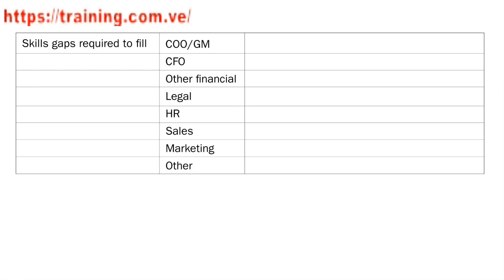The obvious one is a GM or a COO to run the combined operation for you if that's what you want. You may need a senior financial person, a CFO, FD, or even a financial controller. There may be other financial resources that you need but you don't have, like accounts receivable collections, or a tax planner, or a cost accountant. You may need legal and HR support.